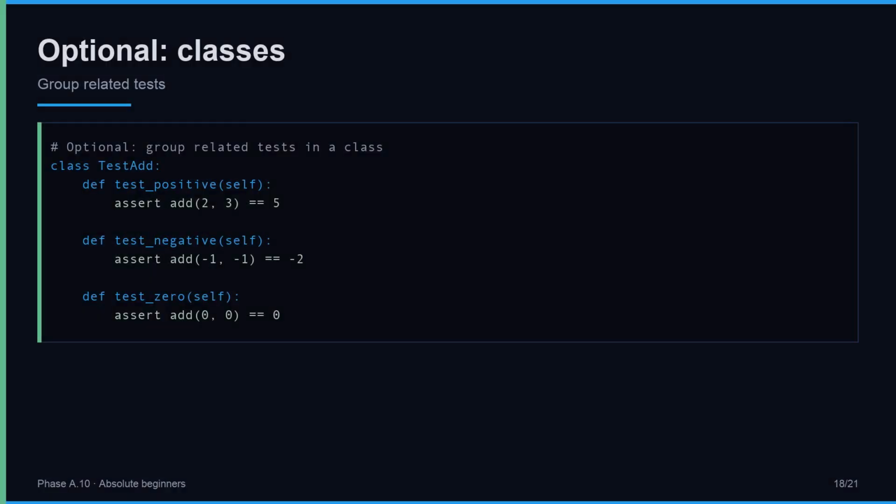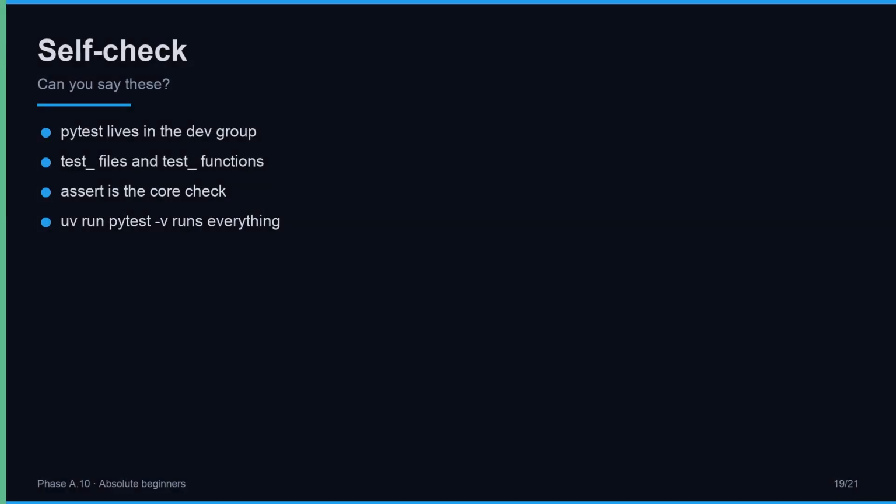PyTest also supports classes. If you have many tests for one function, you can group them in a class that starts with capital Test. Inside, each method starts with test_ and takes self as the first argument. The class itself is just an organizer. PyTest runs each method independently. You do not have to use classes. Many projects never do. But for dense areas with lots of related tests, a class can keep things tidy. Optional organizer.